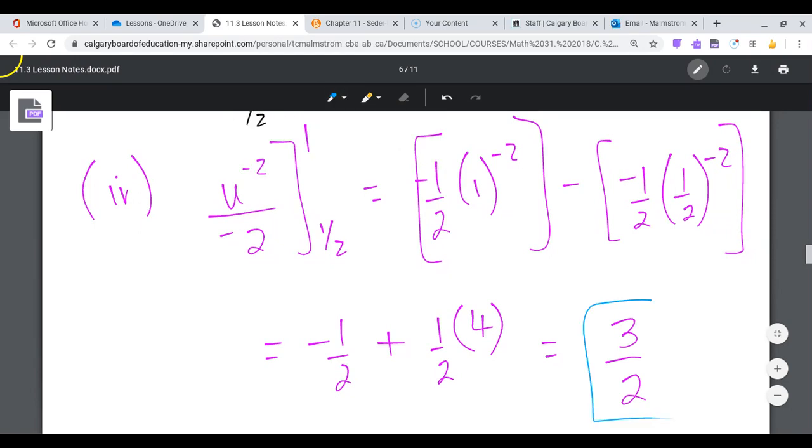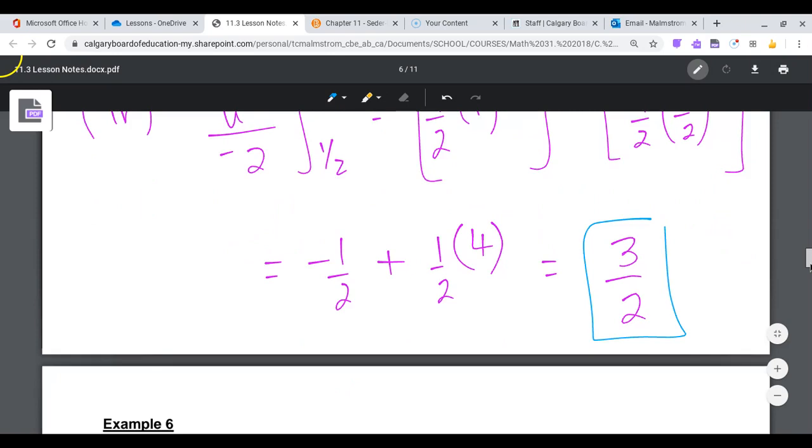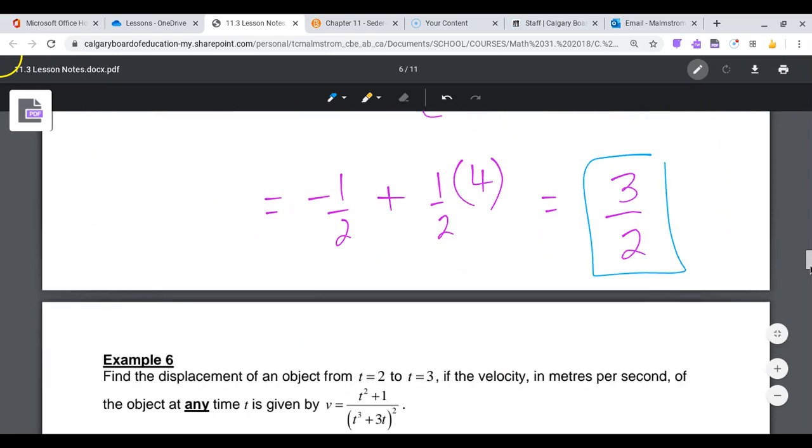Final answer. All right, I'm going to pause the video here, and we'll come back and we'll look at how to use the substitution rule to do a velocity question.